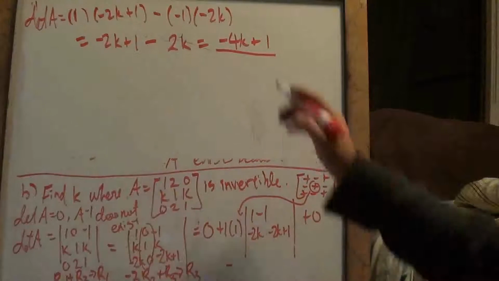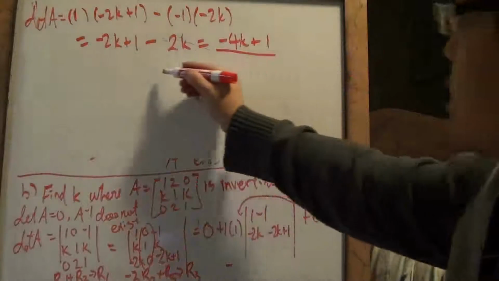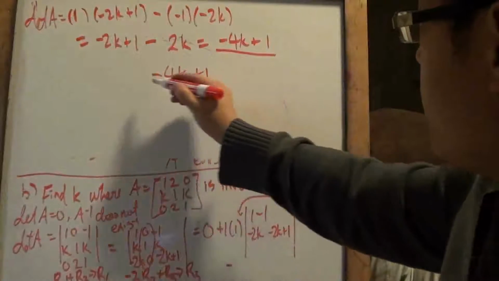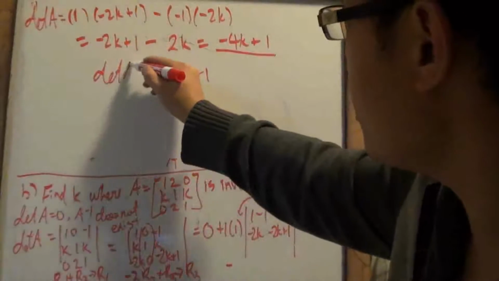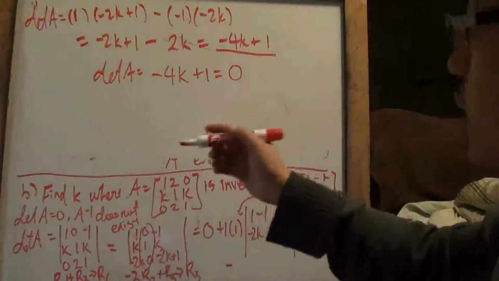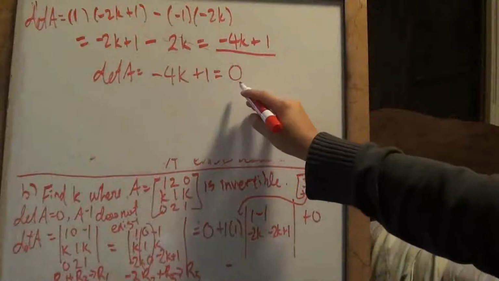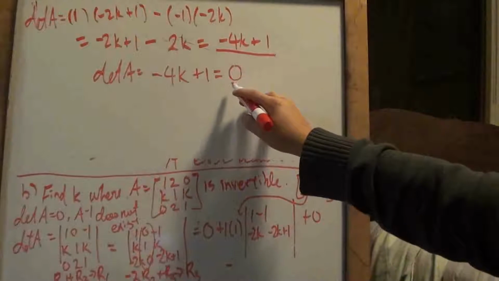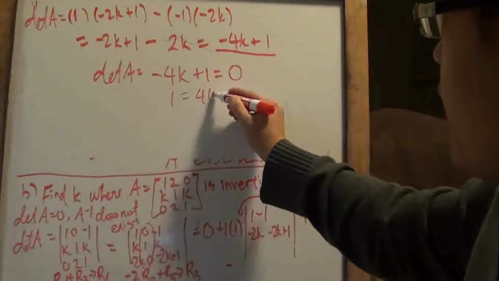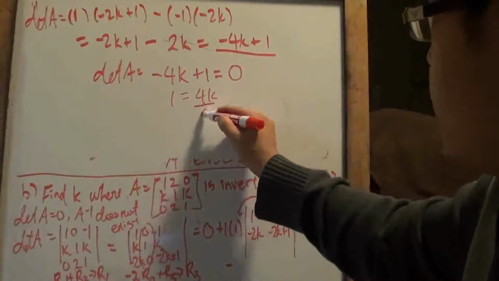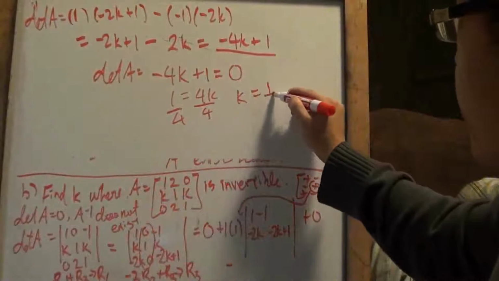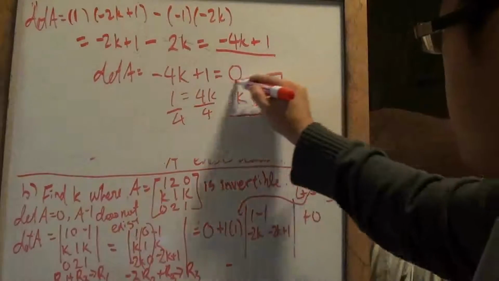So how do I find k? I just want to make sure negative 4k plus 1, which is my determinant, right? So let's say I make it 0. I'll tell you why I made it 0. You don't want it to equal 0, but I want to find the critical values. So that means 1 equals 4k. I move the k to this side, divide by 4, so I'm going to have k equals 1 over 4.